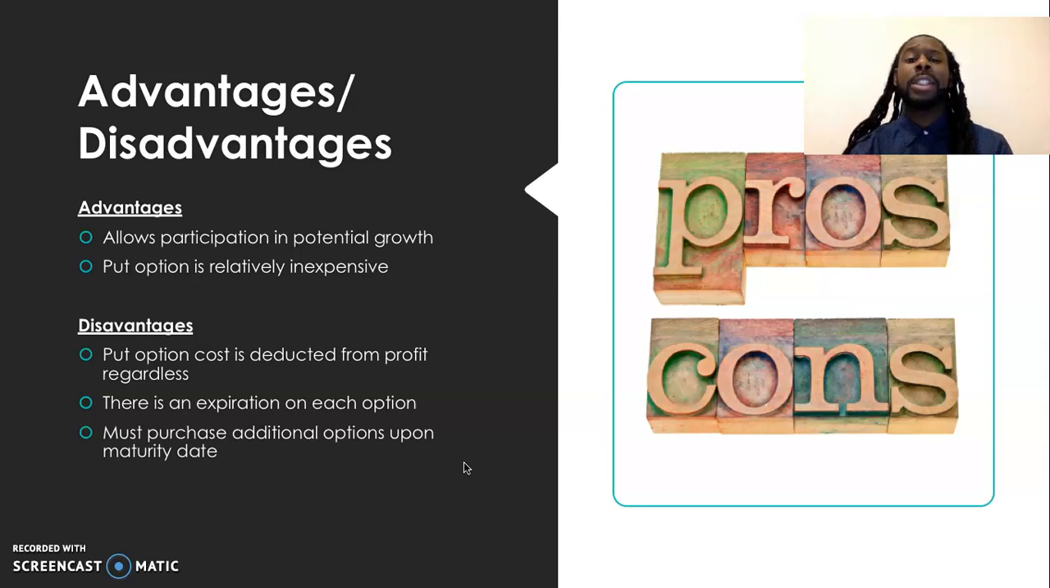There's also an expiration on each of the puts. So whenever it does expire, you would have to re-up or repurchase a new put option. Each time there's an additional charge, so that could get kind of expensive. So you definitely want to pay attention when you decide to purchase these puts, and not just be purchasing them consistently because it eats away at your profit.